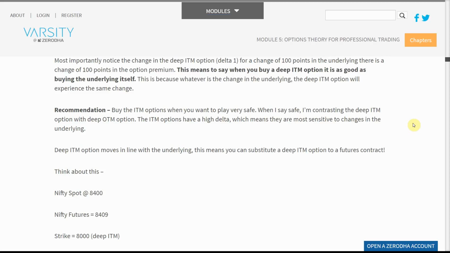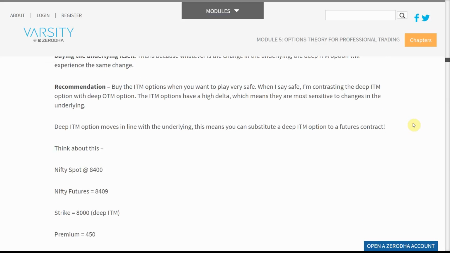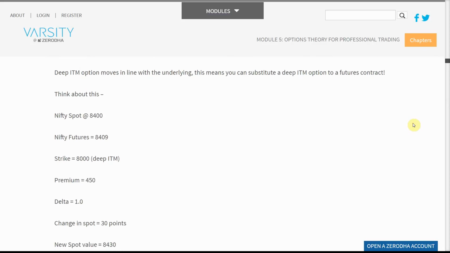Recommendation: buy the ITM options when you want to play very safe. When I say safe, I'm contrasting the deep ITM option with deep OTM option. The ITM options have a high delta, which means they are most sensitive to changes in the underlying. Deep ITM option moves in line with the underlying. This means you can substitute a deep ITM option for a futures contract. Think about this. Nifty spot at 8,400. Nifty futures equals 8,409.